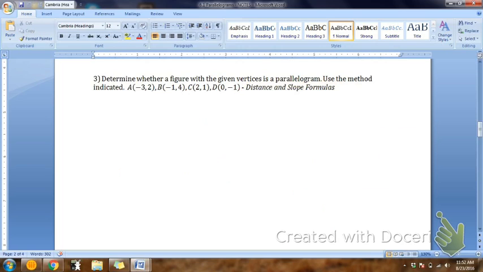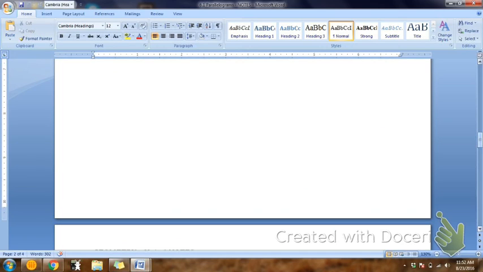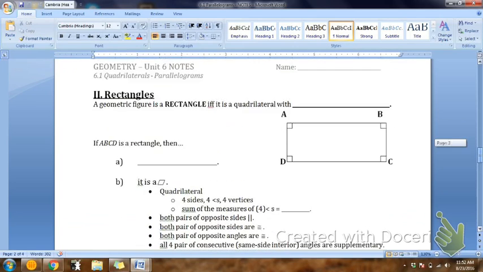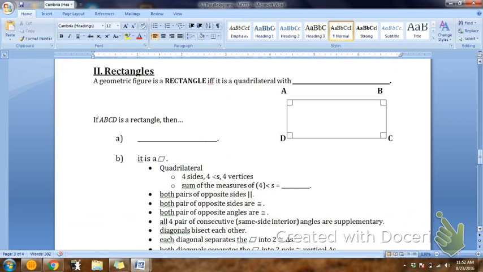Okay. So the next part of a parallelogram we're going to talk about more specifically is a rectangle. If a figure is a rectangle, one of the important things is that a rectangle has 4 right angles. So that's going to be your blank here: 4 right angles. And you can see from the picture, I have 4 right angles, right? So if ABCD is a rectangle, then it has 4 right angles.